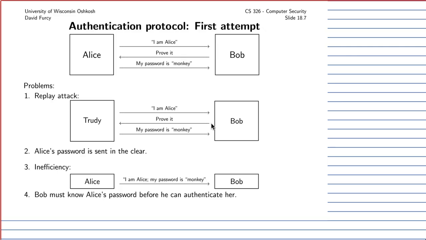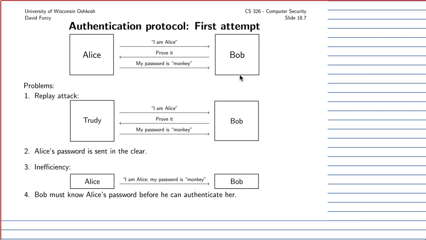In this and upcoming videos, we're going to develop step-by-step an authentication protocol for remote authentication. And we're going to study the weaknesses at each step of the process and then try to propose solutions to these problems. So in this first slide, we're going to assume that Alice is trying to authenticate herself to Bob.